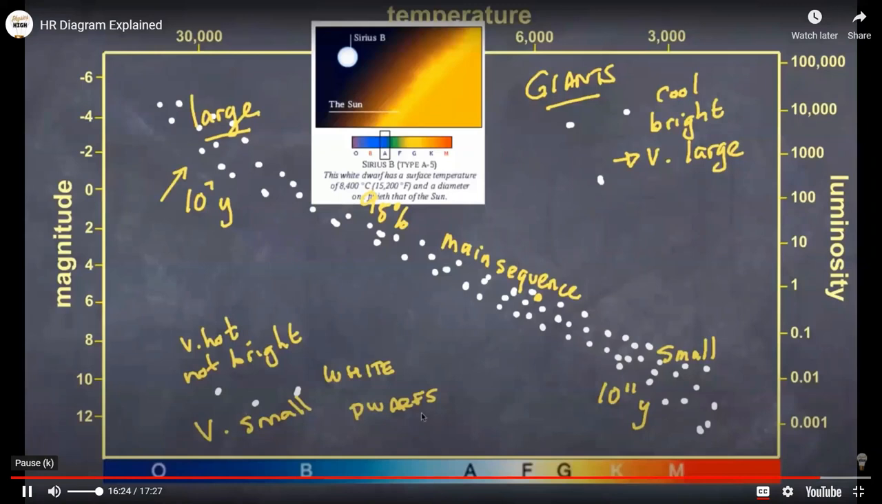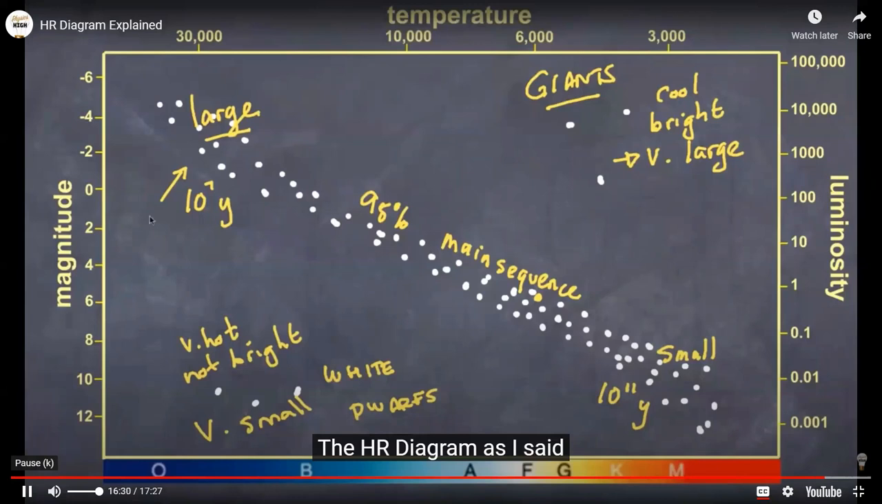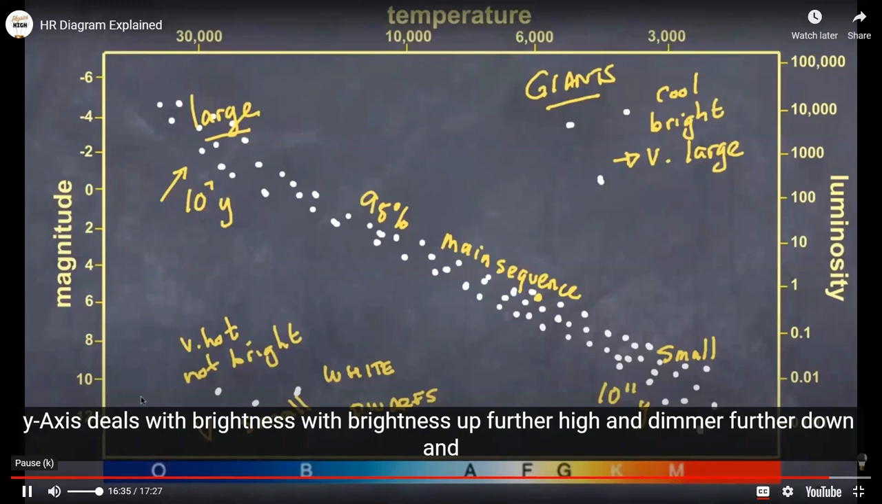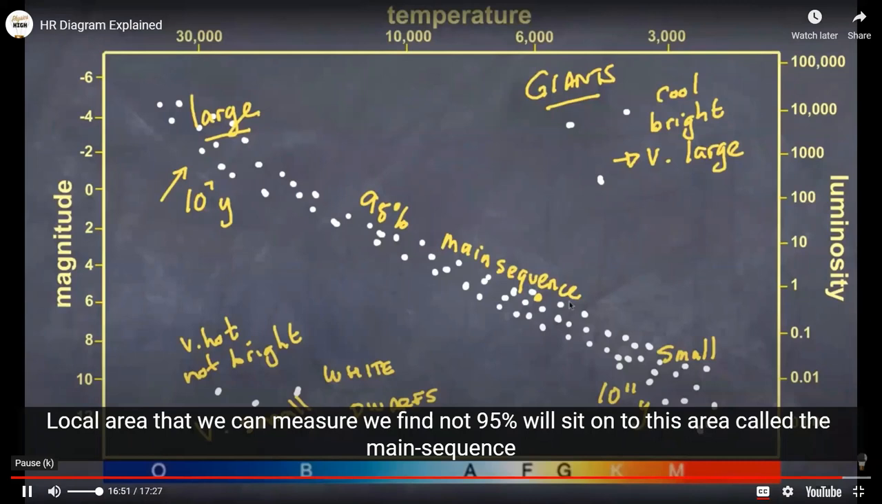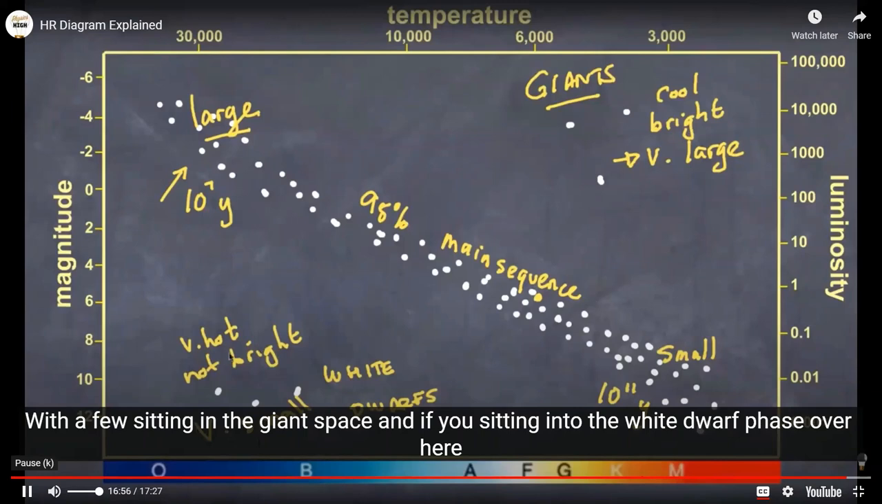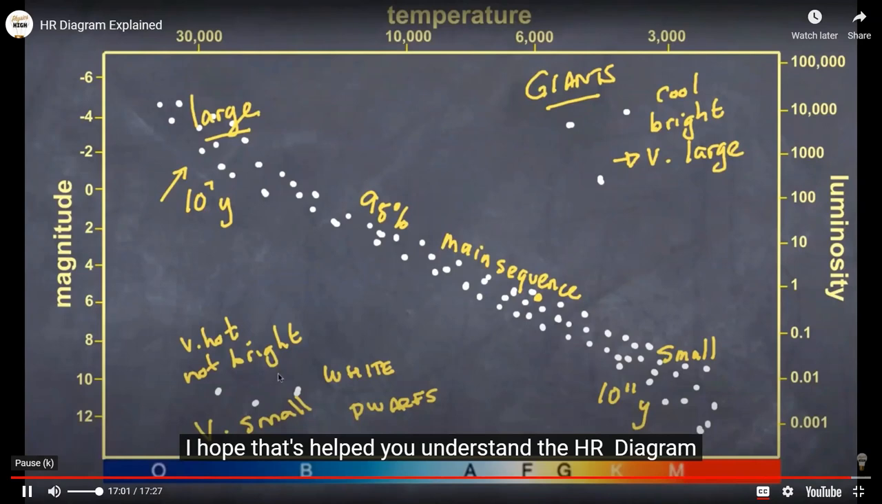So that is the HR diagram. The HR diagram, as I said, has the y-axis dealing with brightness, brighter further up and dimmer further down, and temperature, with the hottest at the left-hand side of the scale and coolest on the right-hand side. If you plot all the stars in our local area that we can measure, we find that 95% will sit on this area called the main sequence, with a few sitting in the giants phase and a few sitting in the white dwarf phase over here. I hope that's helped you understand the HR diagram. Thanks for watching.